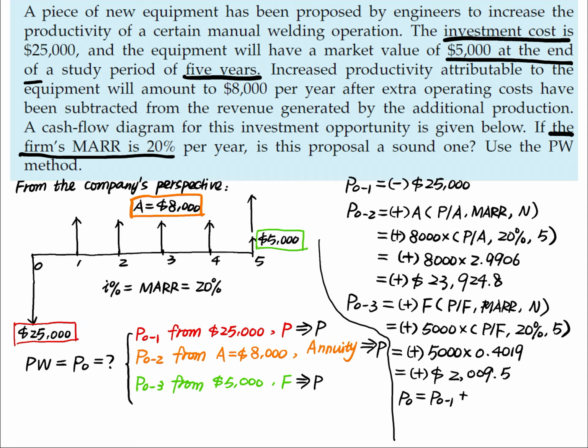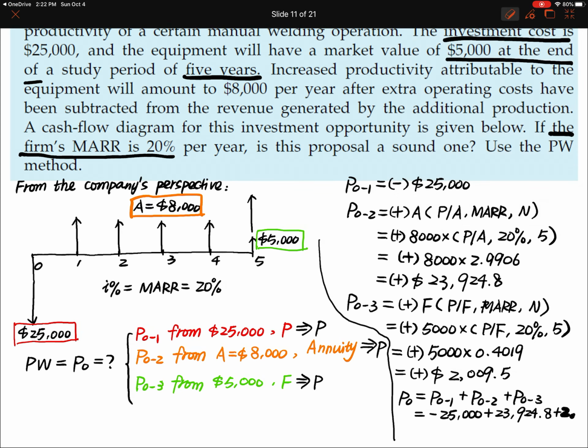Okay, so now what is the P0? The P0 is the sum of P01 plus P02 plus P03. Okay? P01 is a negative number, 25,000. P02 is 23,924.8. And P03 is 2,000.